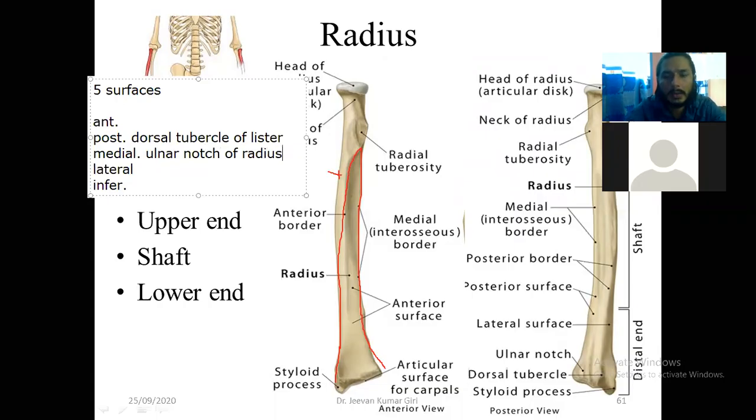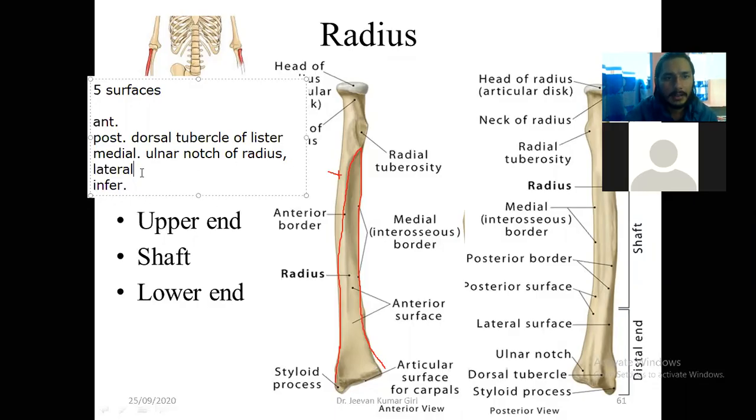Just above the ulnar notch of the radius, you will find one triangular area also. Just remember this triangular area just above the ulnar notch. See, this interosseous border, as it comes to the lower end, will split. One will go behind, one will come in front. So one triangular area is enclosed there, just above the ulnar notch. Just remember this.